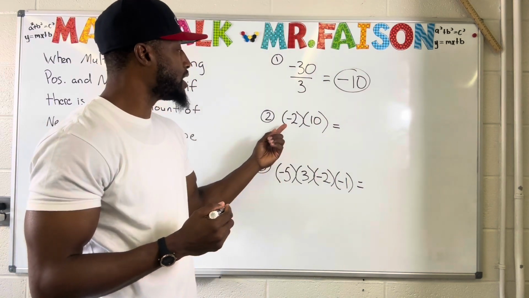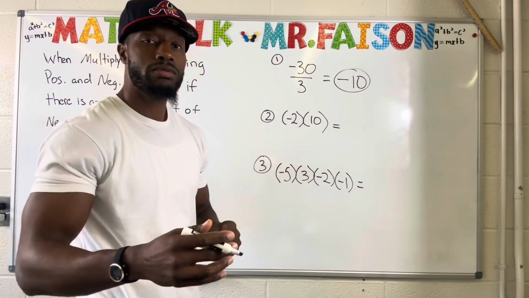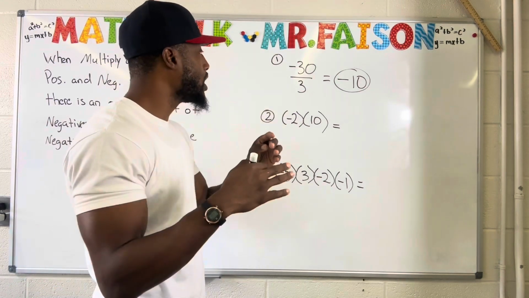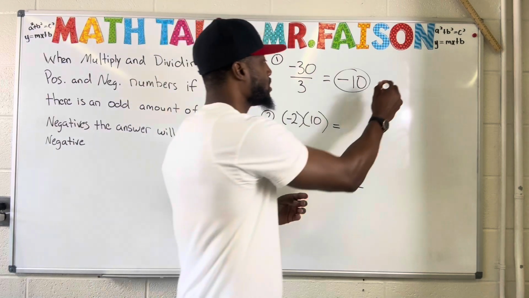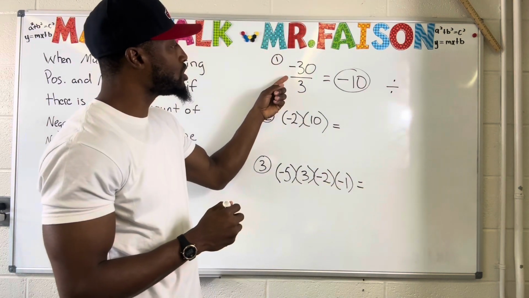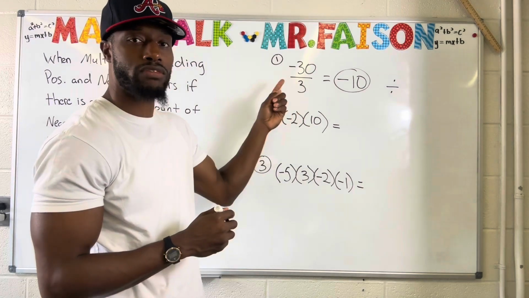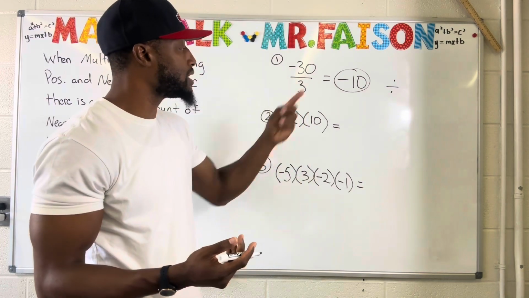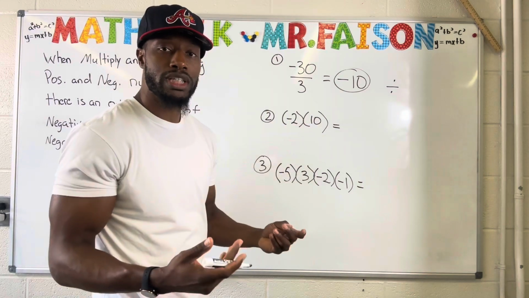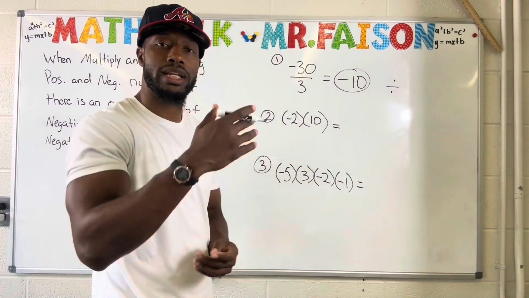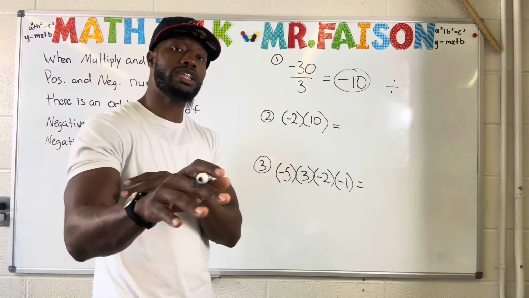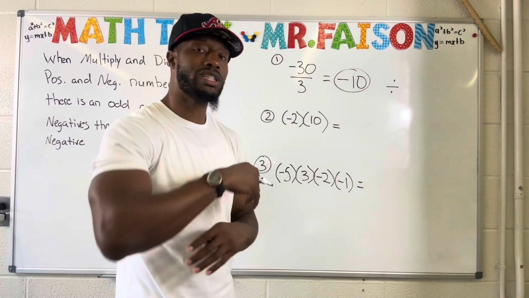I look here, negative 2 times 10. Before we move forward, I want to double back and make sure something is clear. We're used to seeing a regular sign for division, but this line right here also represents division, almost like the fraction line. These parentheses represent multiplication. Sometimes we're used to seeing the X as a sign of multiplication, but this also represents multiplication. Now, let's jump back into the problem.